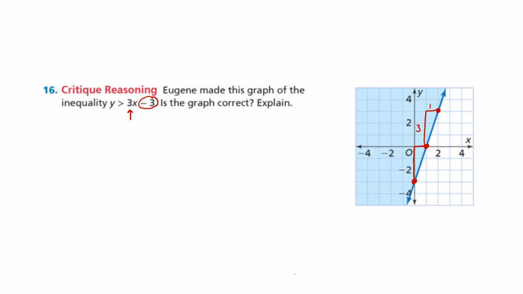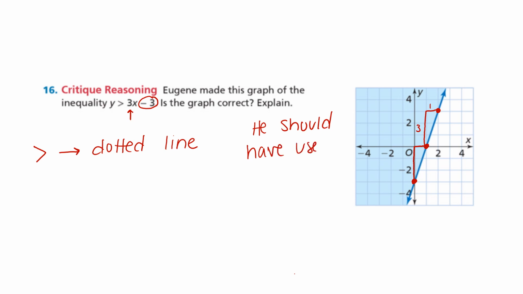However, he made a mistake in step 2. Step 2 is deciding whether the line should be dashed or solid. A greater than symbol represents a dotted line, whereas he drew a solid line on his graph. So that was his first mistake. He should have used a dotted line.